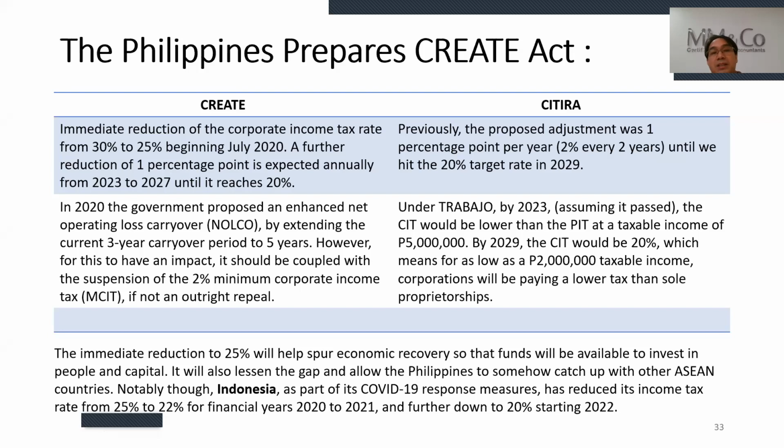So para gumana yan, magkakaroon ng outright repeal o masususpend yung 2% MCIT na pinag-usapan natin. Kasi sa Indonesia daw, no? Sa Indonesia, 25 naging 22. Alright? So further going down sa 2022 at 20. So tayo, nakikipaghubulan tayo. Naghahanap tayo ng investor effectively.